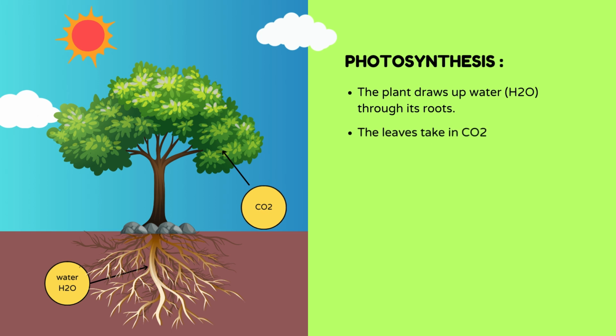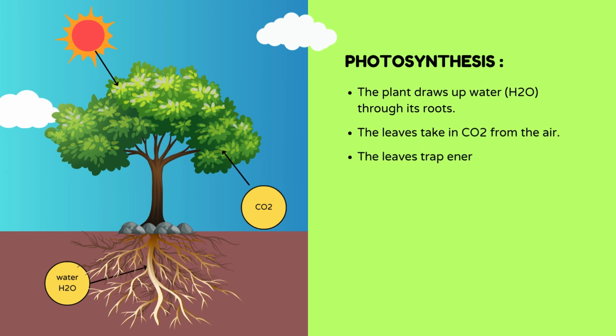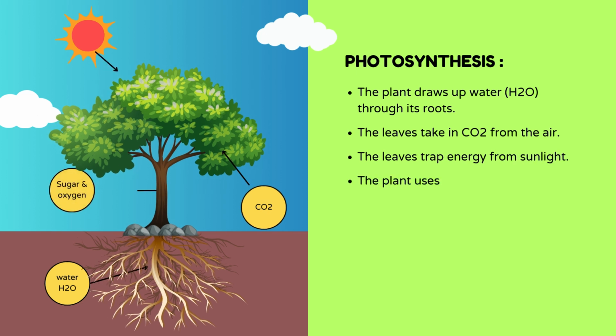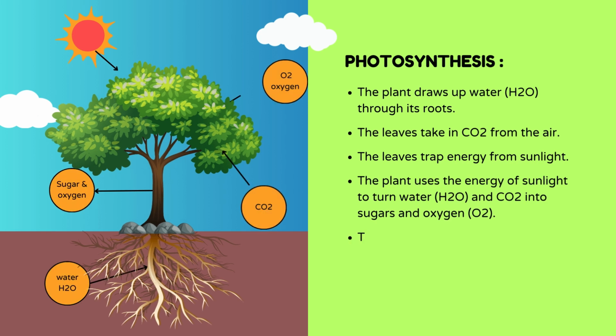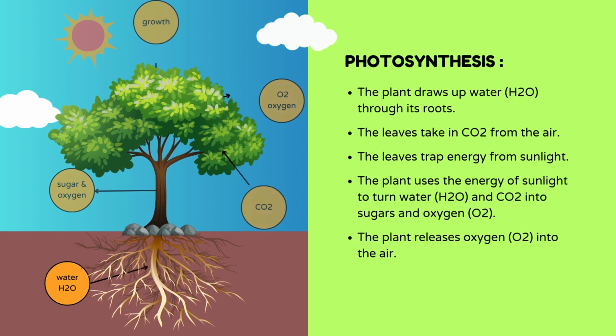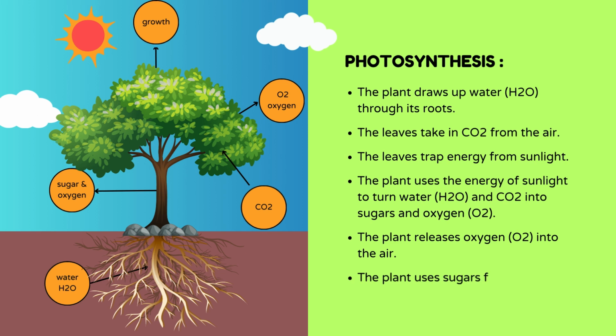The leaves take in CO2 from the air. The leaves trap energy from sunlight. The plant uses the energy of sunlight to turn water, H2O, and CO2 into sugars and oxygen, O2. The plant releases oxygen, O2, into the air. The plant uses sugars for growth.